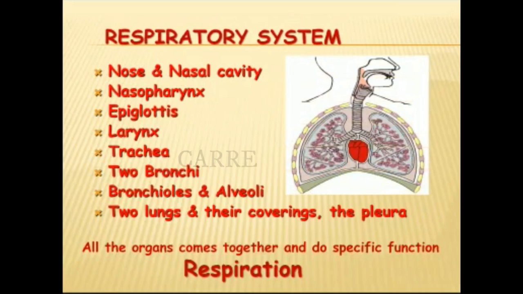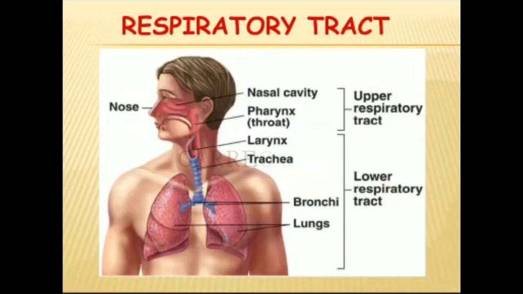All the organs of respiratory system also form a tract called respiratory tract. This tract is divided into two parts, the upper respiratory tract and lower respiratory tract. The upper respiratory tract involves nose, nasal cavity and pharynx. And the second is lower respiratory tract which consists of larynx, trachea, bronchi and lungs. In upper and lower respiratory tract, the process of respiration takes place.